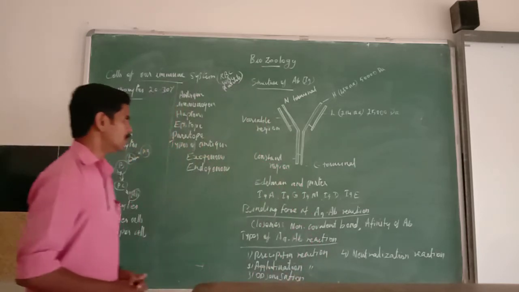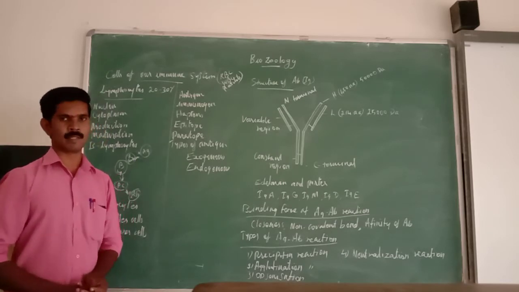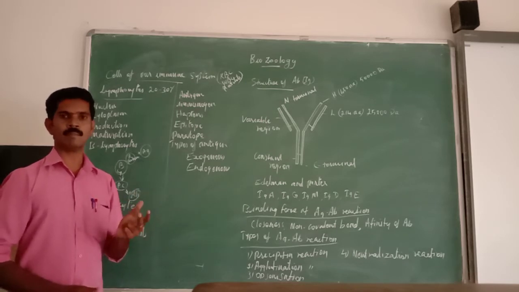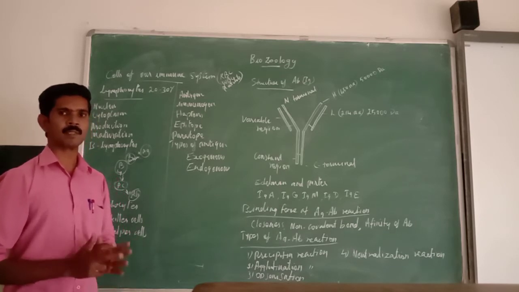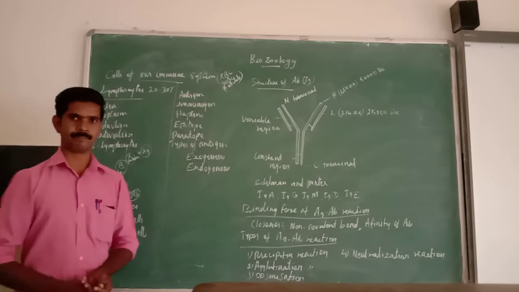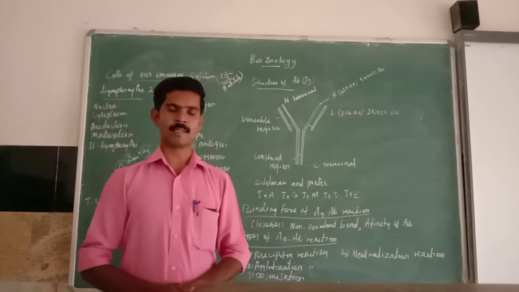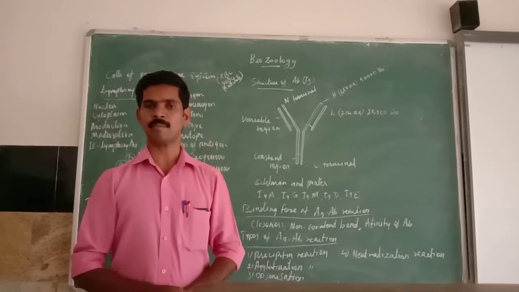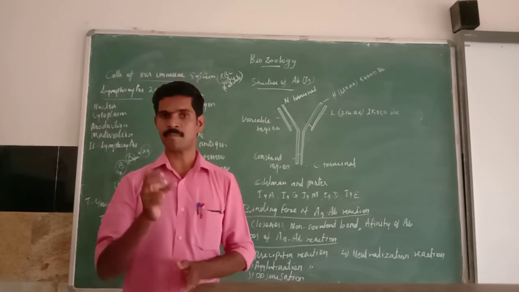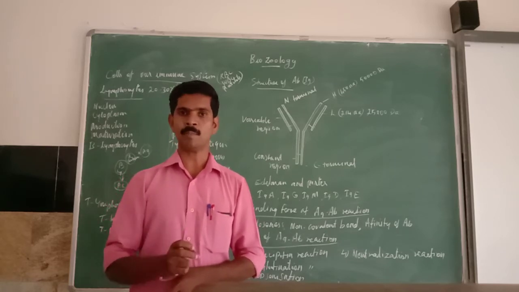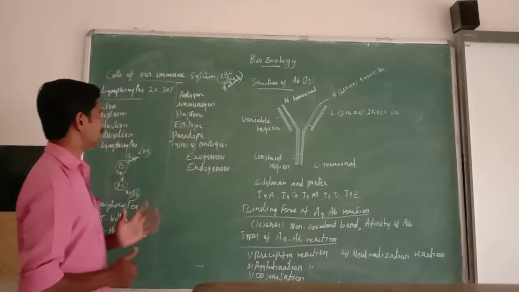Twenty to thirty percent of the WBCs are lymphocytes. The first point is that the lymphocyte consists of a large nucleus. The large nucleus is present in the center region of the lymphocyte, and the nucleus is surrounded by cytoplasm. The amount of cytoplasm is very little. So the size of the nucleus is very big and the size of the cytoplasm is very small.